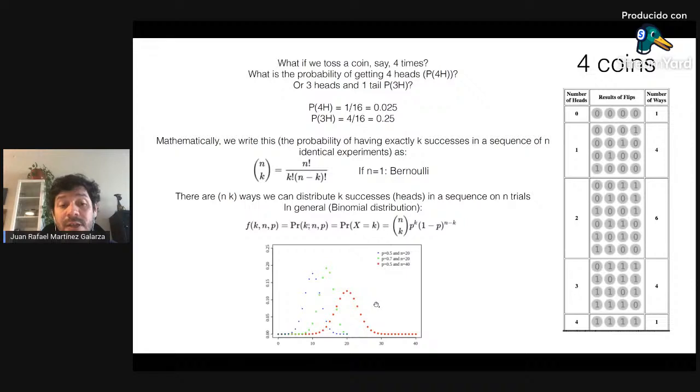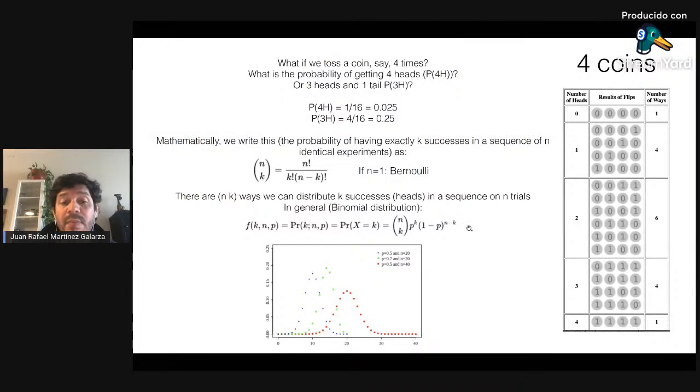Of course, this shifts away from 20 if you're doing fewer experiments. But it also shifts if you change the value of the probability. So, for example, if now you have a slightly larger probability of getting a head, then your probability shifts towards larger values than the mean of the distribution. So you see that behavior there.